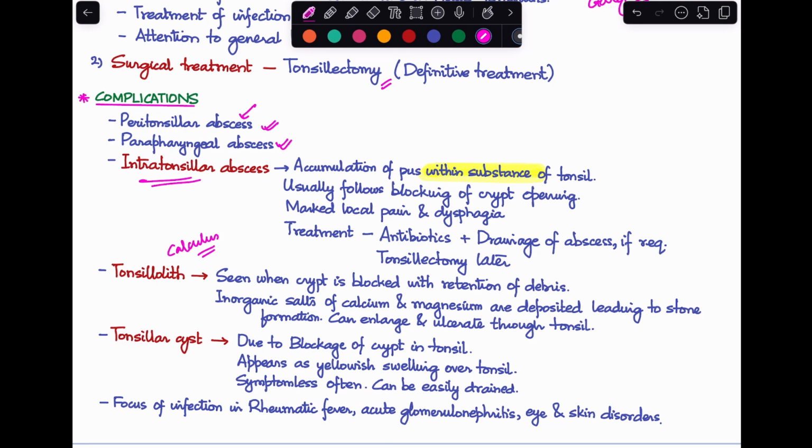Next is tonsillar cyst. What is a tonsillar cyst? This will appear as a yellowish swelling over the tonsil. Again, this happens because the crypt in the tonsil gets blocked. Most of the time, this is symptomless and can be easily drained out. And lastly, chronic tonsillitis can be a focus of infection in rheumatic fever, acute glomerulonephritis, eye, and other skin disorders. So that's all about chronic tonsillitis.